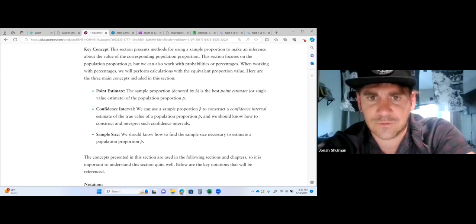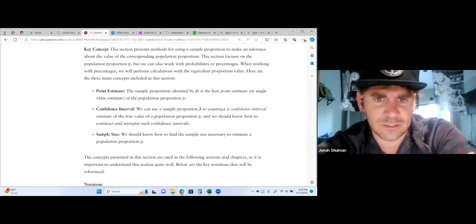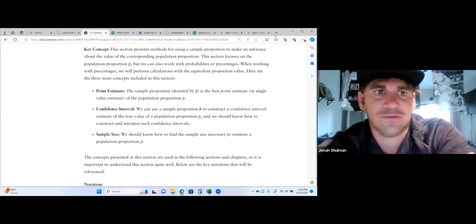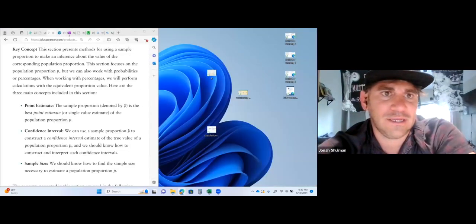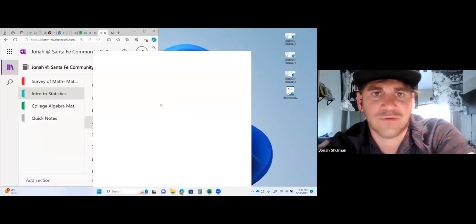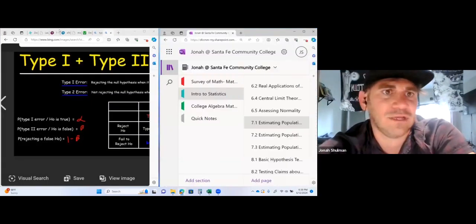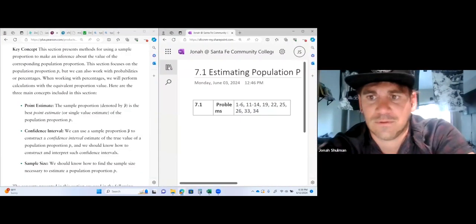The confidence interval: you can use a sample proportion to construct a confidence interval of the true value of the population proportion. We should know how to construct and interpret it. In the sample size, we should know how to find the sample size necessary to estimate a population proportion. So these are the 3 ideas that we kind of have to know as we go through this. So I might as well write them down and keep them here for us.